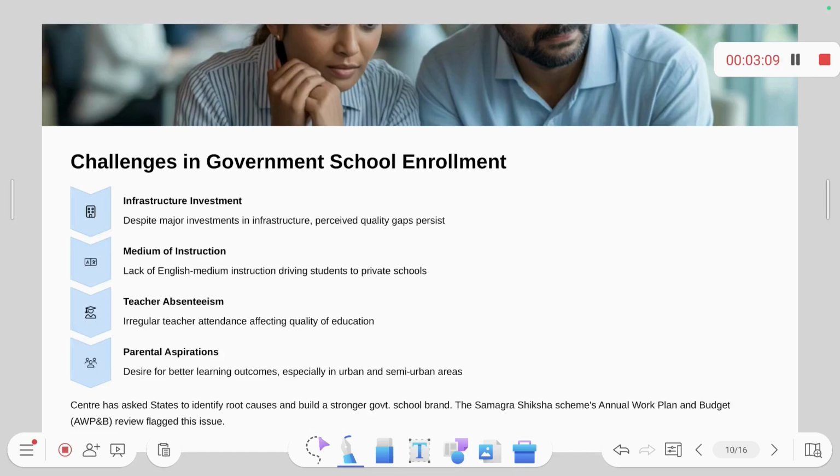Challenges in government school enrollment: infrastructure investment is low, the medium of instruction, teacher absenteeism is there, and parental aspiration is high, which is not satisfied by the government to that level. The Samagra Shiksha scheme's annual work plan and budget have flagged this issue.